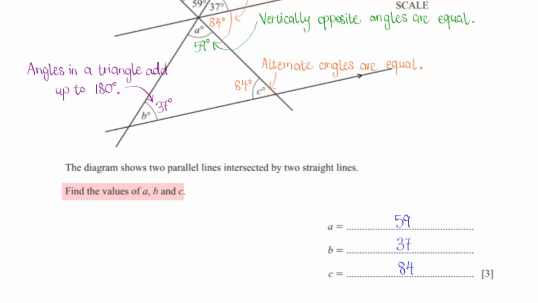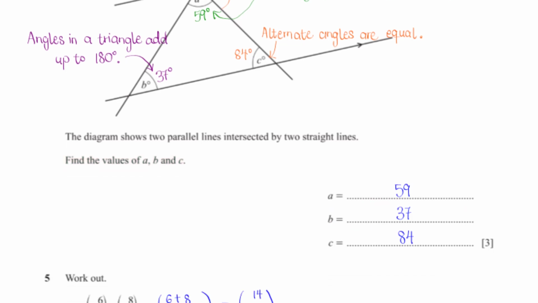Now that we have the values of A and C, we can easily find the value of angle B. Angles in a triangle add up to 180 degrees, and so to find the value of B, we can subtract the sum of 59 and 84 from 180 degrees, and that gives us the value of B as 37 degrees.